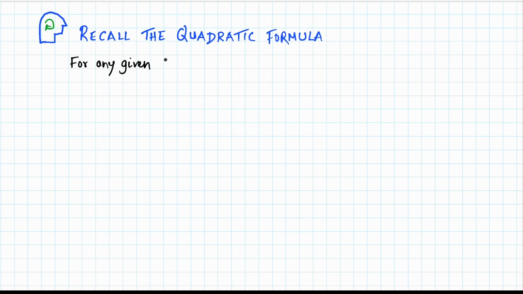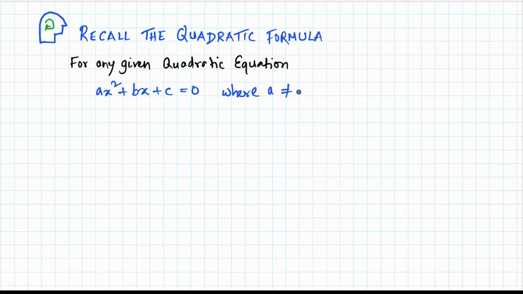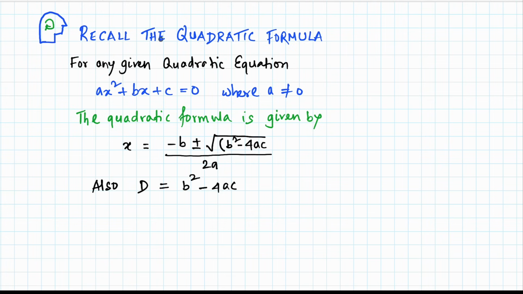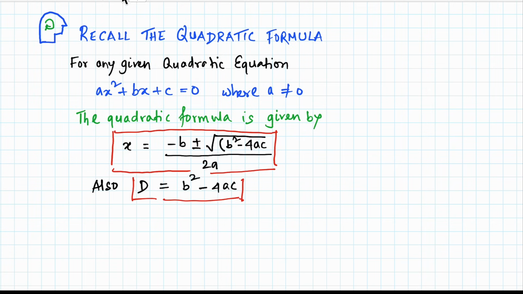For any given quadratic equation, say ax square plus bx plus c equal to 0, which is the standard form of a quadratic equation where a is not equal to 0, the quadratic formula is given by x equal to minus b plus minus root over b square minus 4ac, by 2a. Here a, b and c are all constants of the given quadratic equation. Also the discriminant is given by b square minus 4ac, which is under the root. This discriminant is used to find the nature of the roots.